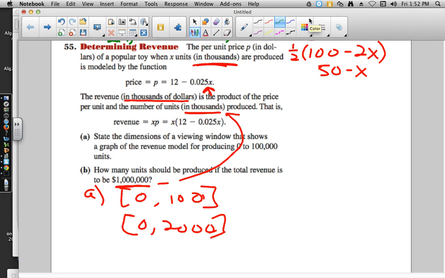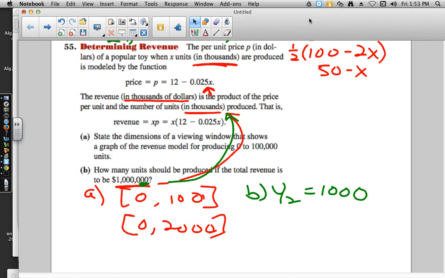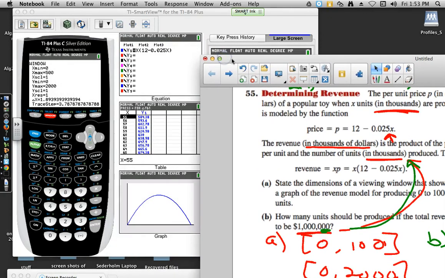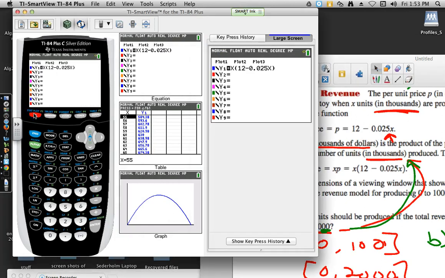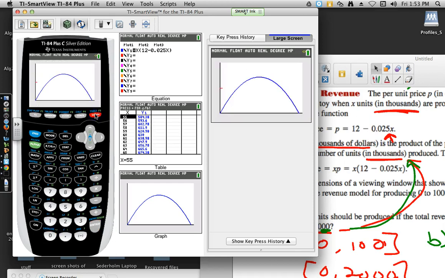And then B says, how many units should be produced if the total revenue is to be $1 million? And this is what I had mentioned earlier. Because that's in thousands, what we really want to know is, and we'll just do this on the calculator, what is y sub 2 equal to? You have to take 3 of those zeros off because this was in thousands. When will that be equal to 1,000? And we could just use the calculator for this by going into y sub 2 and setting that equal to 1,000 and graphing.